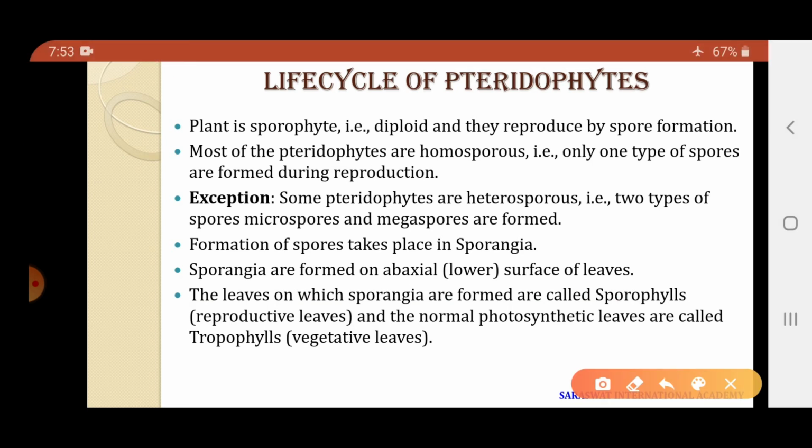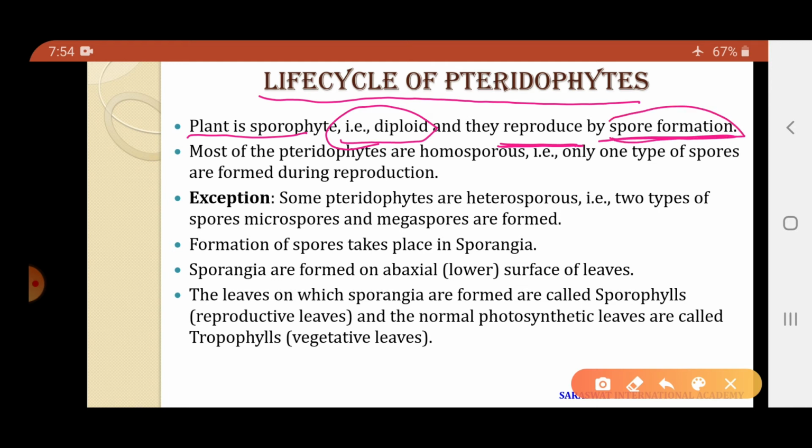Now students, हमने अभी लाइफ साइकिल स्टडी कर ही ली, बट बाय स्टडिंग दिस पर्टिकुलर थिंग, पीछे जो हमने अभी देखा उसका थोड़ा और ज़्यादा क्लियर पिक्चर आपको होगा. सो वी विल बी स्टडिंग रिगार्डिंग द लाइफ साइकिल ऑफ द pteridophytes. Now the plant is sporophyte, that is main plant body of a pteridophyte is sporophyte. Sporophyte always कैसा होता है, डिप्लॉयड होता है. एंड वो कैसे रिप्रोड्यूस हो गए, दे रिप्रोड्यूस बाय द फॉर्मेशन ऑफ द स्पोर्स.